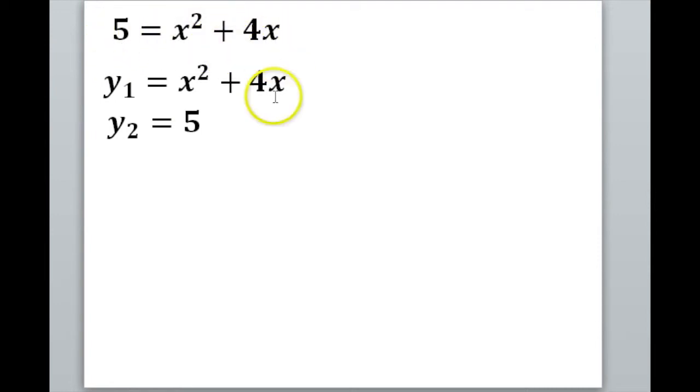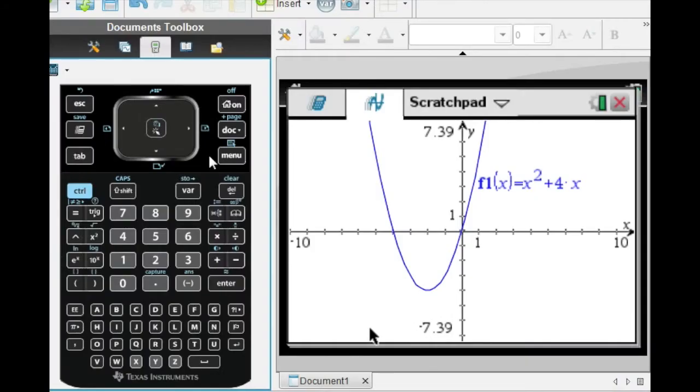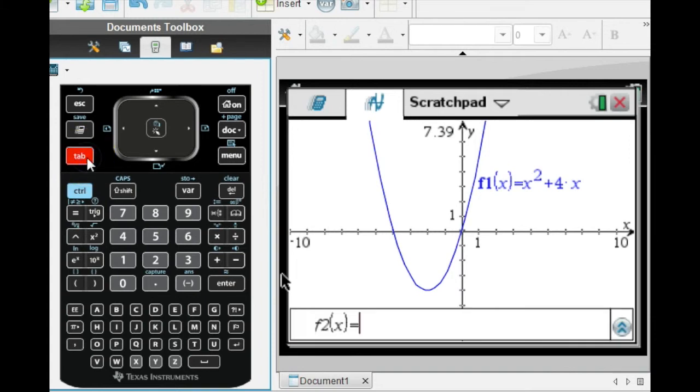Whatever's on one side I put in one, whatever's on the other side I put into the other equation. Okay, so we're going back to our Inspire here. I need to create a second graph, and the way that I do that is I just hit tab, and notice how this is f2 of x, so this is my second graph. I'm just going to enter in 5, and then I hit enter.